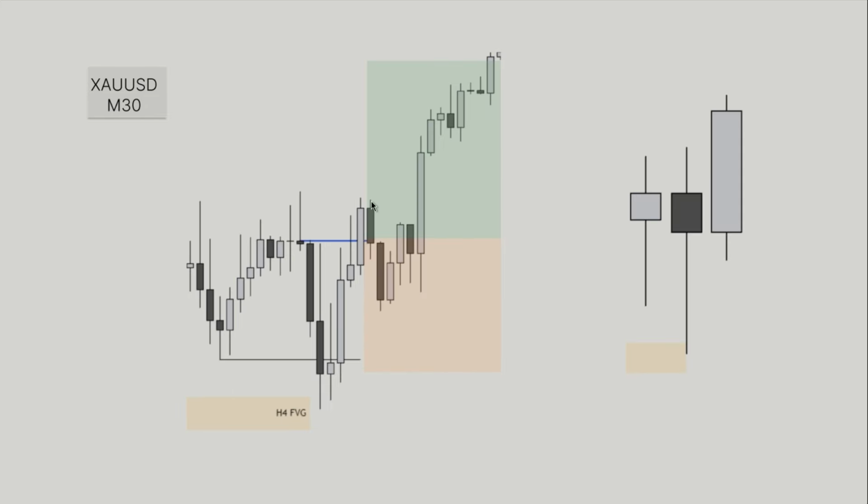As you see, price tapped in cleanly and quickly delivered straight to our profit target. And this is a complete move from daily to the 4-hour IRL, defined to a 30-minute entry and smooth delivery to the external range liquidity.